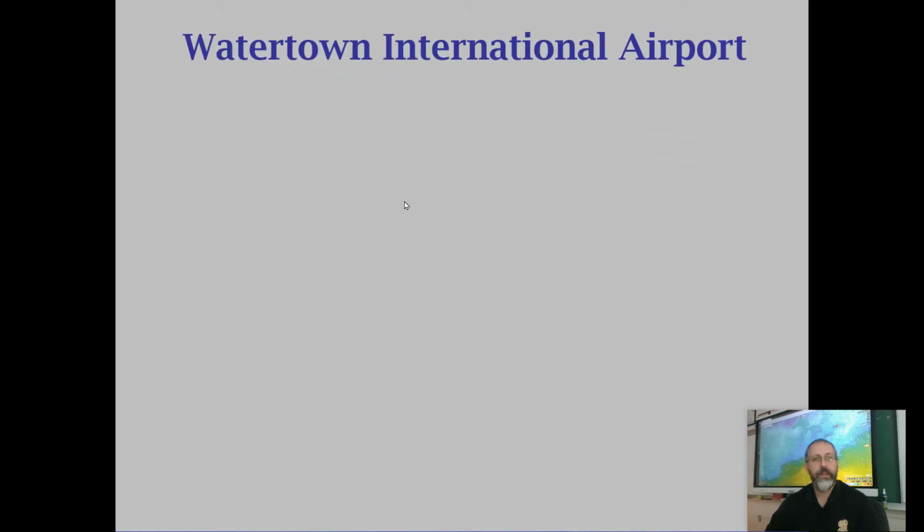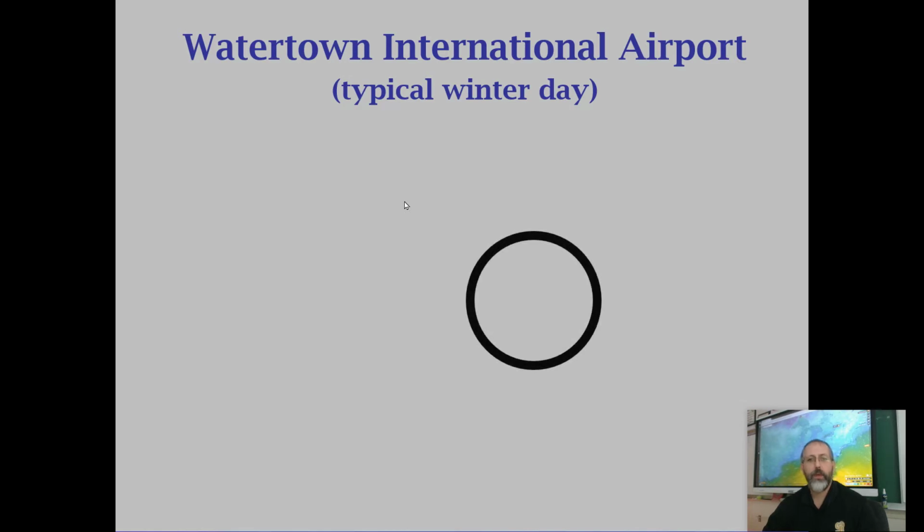So let's say we have a typical winter day at the airport, because that's normally where these readings are taken, at airports or National Weather Service locations, someplace kind of official. I think the one in Watertown, there might be one at the water treatment plant. So it all starts off with a circle. That's innocent enough. The circle represents the sky, and how colored in represents the amount of cloud cover.